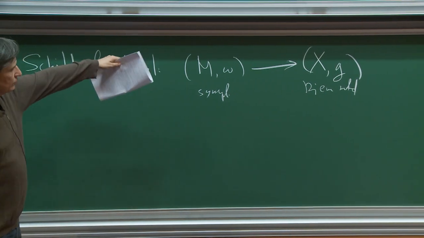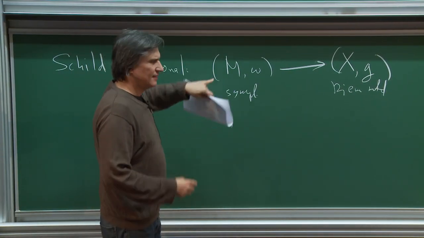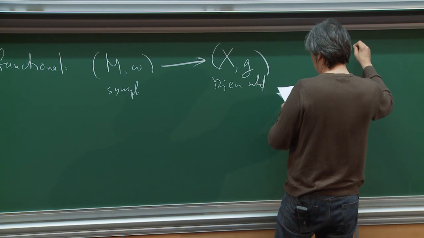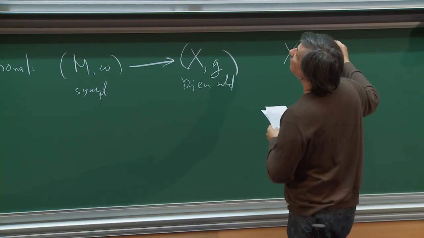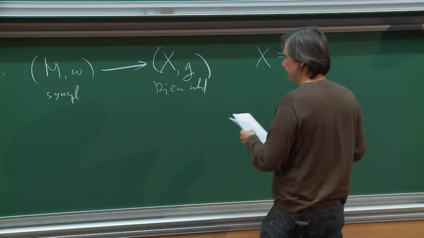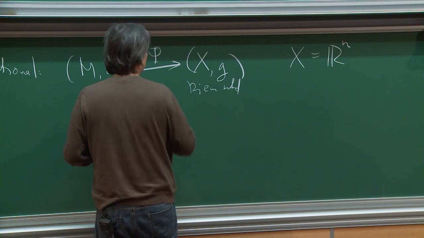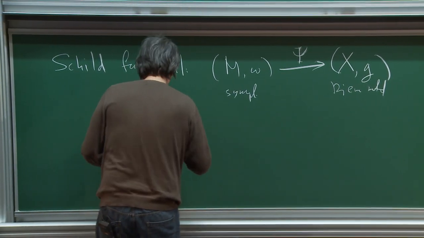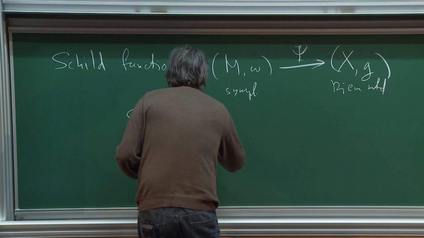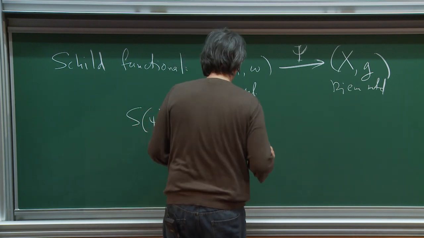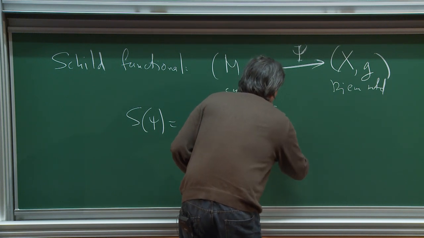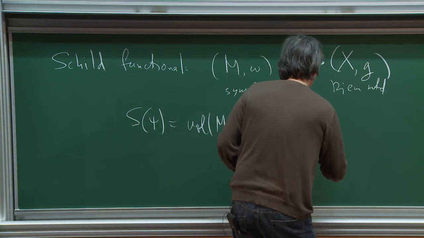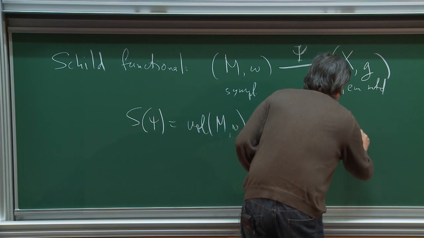And there is essentially only one function which you can write which is invariant under symplectomorphisms. It's something quartic in derivatives. Let's assume that X is just R^n. Then we write the action of the map, psi. I'll write it the following way. It will be the volume of my manifold multiplied by the integral over the manifold of omega to the power d over d factorial, multiplied by the sum over i less than j of (x_i, x_j) squared.